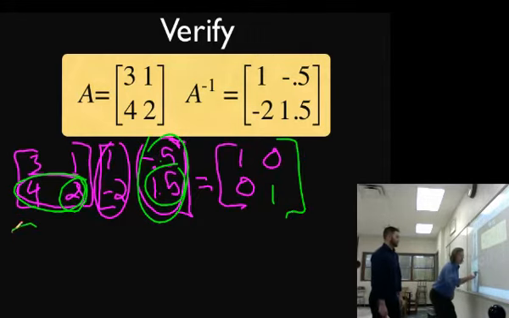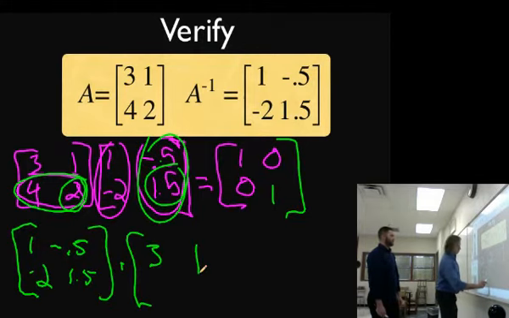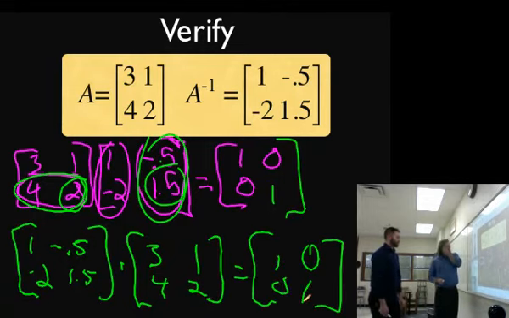Okay, now you want me? I will. Here we go, you can do it. Okay, how's that? 1, negative 0.5, negative 2, 1.5. Okay, multiply that by [3, 1; 4, 2]. Okay, and I'm going to multiply. Oh my goodness, look at that! It worked.